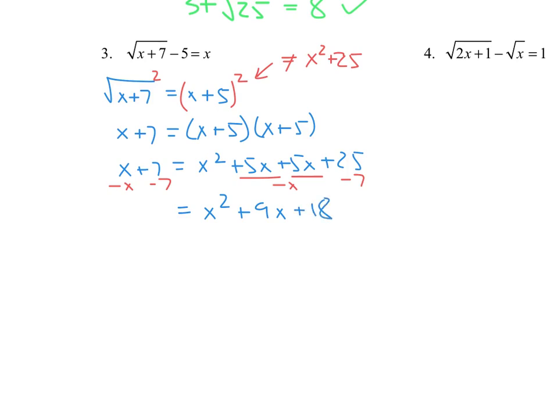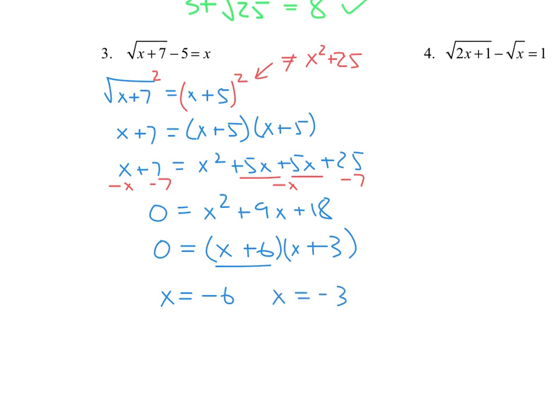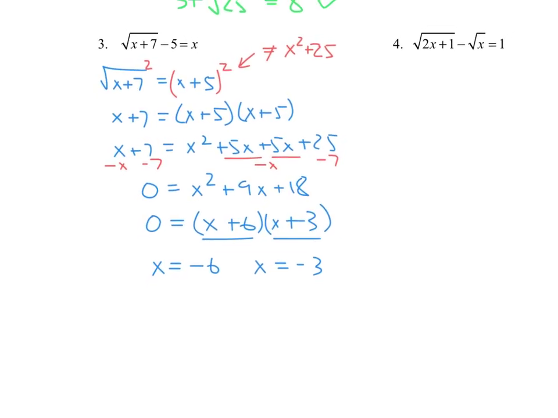And now I'm going to try and solve by factoring now that I have 0 on one side. So x plus 6 and x plus 3 should work. And then my two answers will be x equals negative 6 makes the first factor 0, and x equals negative 3 makes the second factor 0. But again, we want to check our answers. So first we're going to check negative 6.